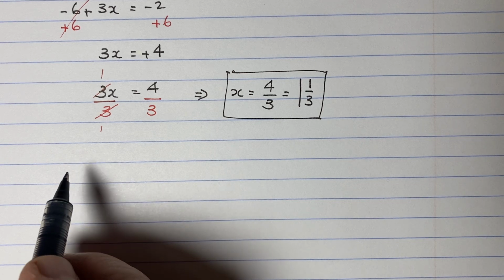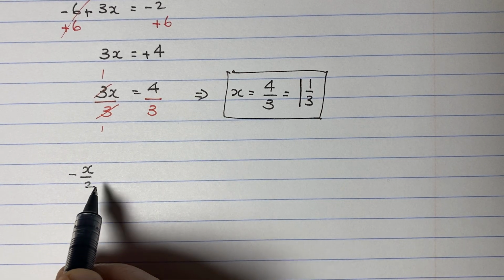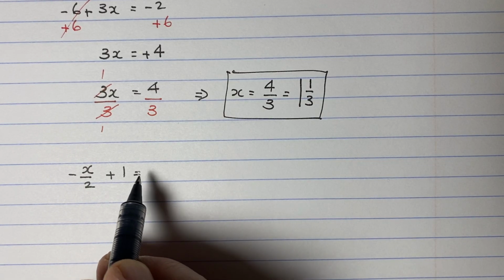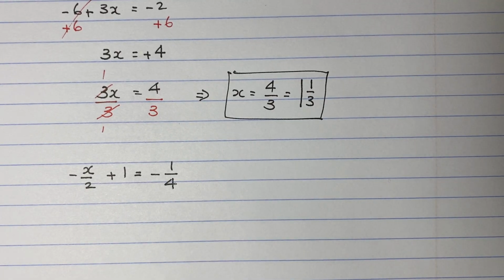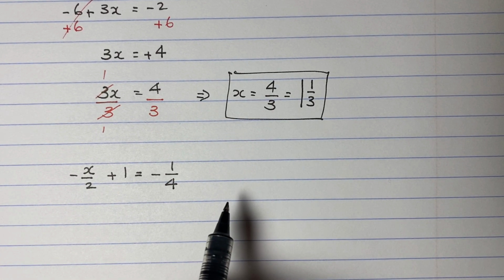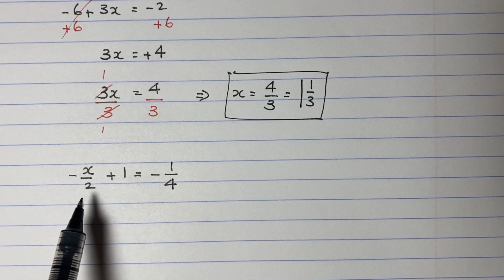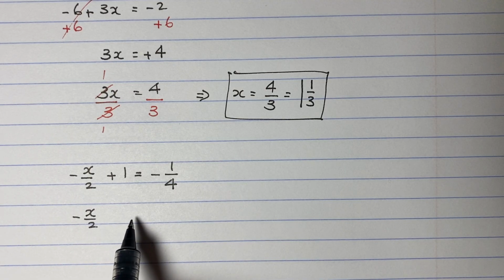One more question involving fractions. Minus x over 2 plus 1 equals minus a quarter. Get rid of fractions. If I times everything by 4, all fractions have gone. I do that in red.